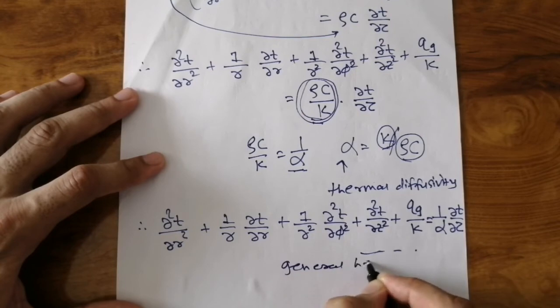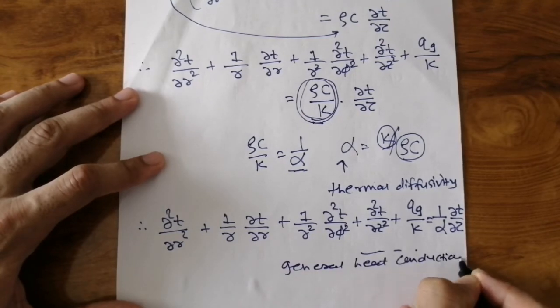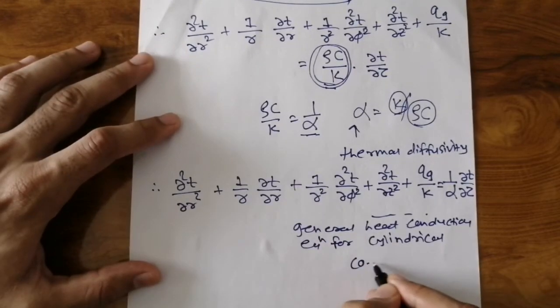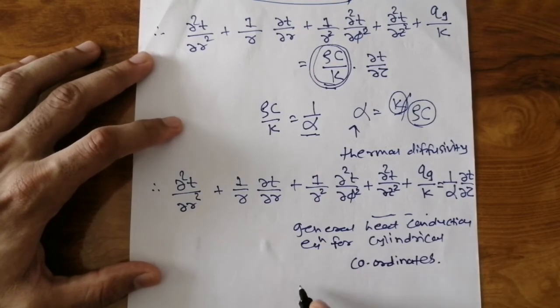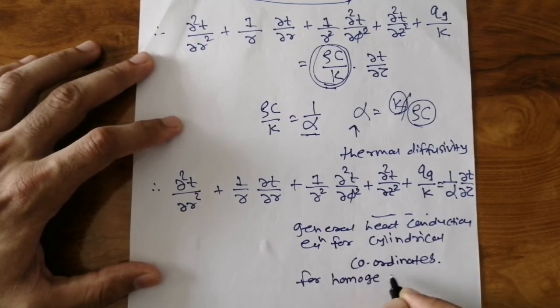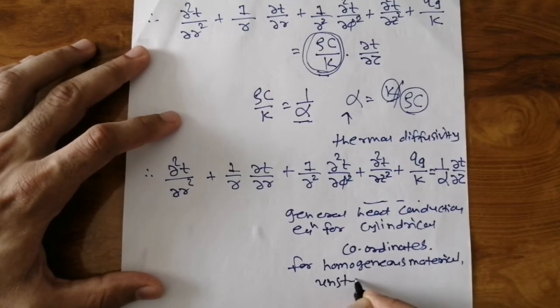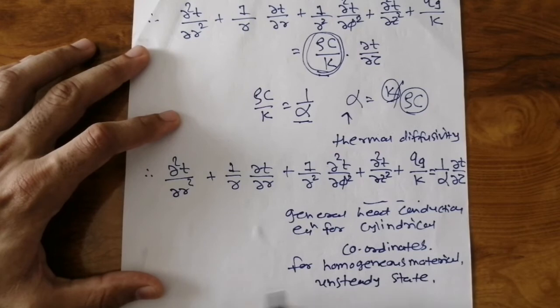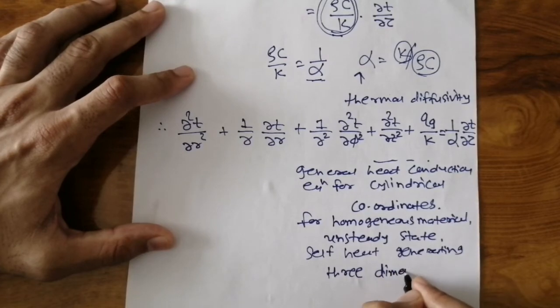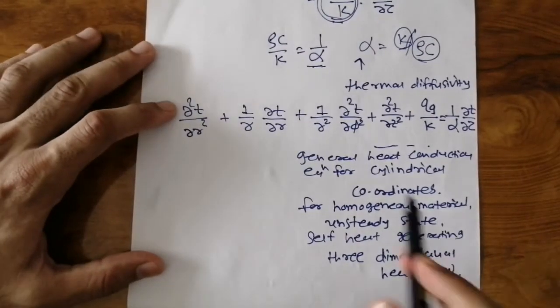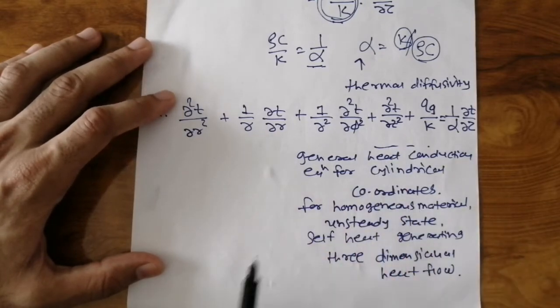General heat conduction equation for cylindrical coordinates, for the homogeneous material, unsteady state, self heat generating, three dimensional heat flow equation. This is your general heat conduction equation for the cylindrical coordinate for the homogeneous material.